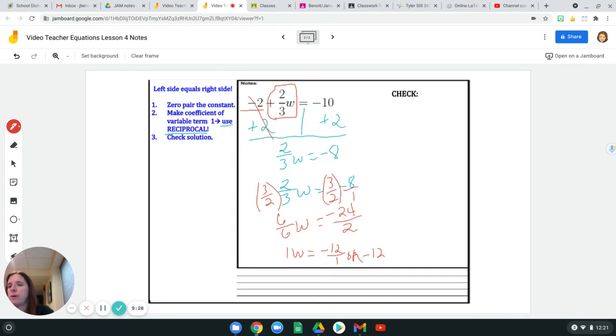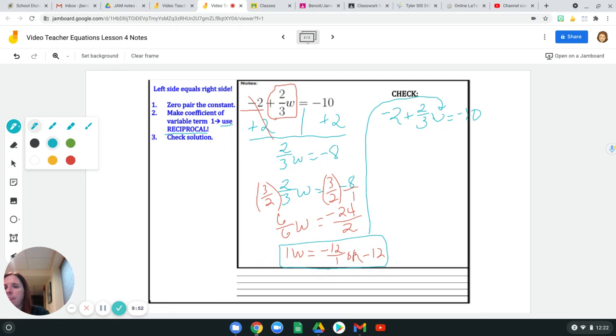Okay, let's do our chickadee check. We're going to substitute that solution in to make sure it does make our equation true. My writing's getting out of control here. All right, so our solution is -12 over 1, and we're going to put that where the w is. Let's use a different color. How about green? 2/3 times -12 over 1. I'll use the rational version since 2/3 is a rational number too.